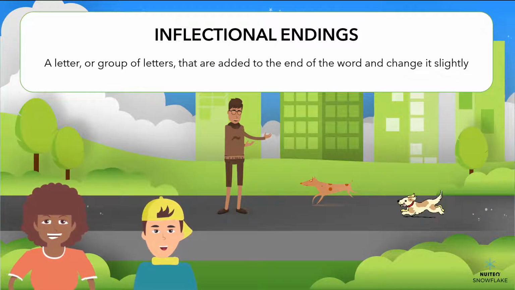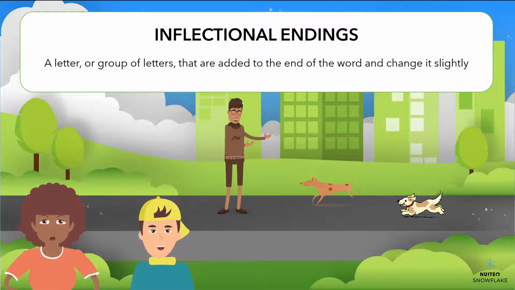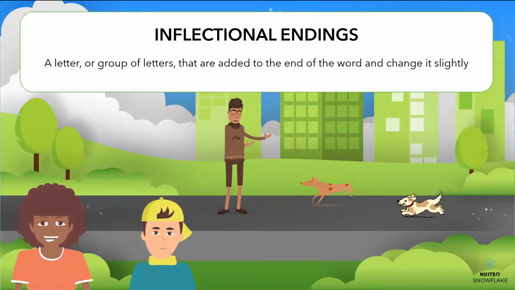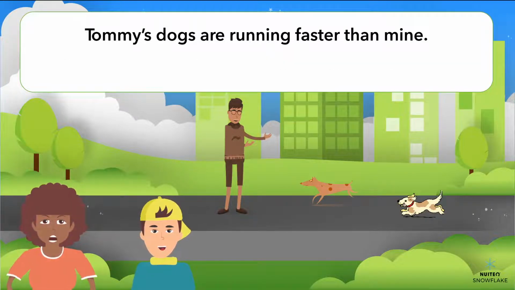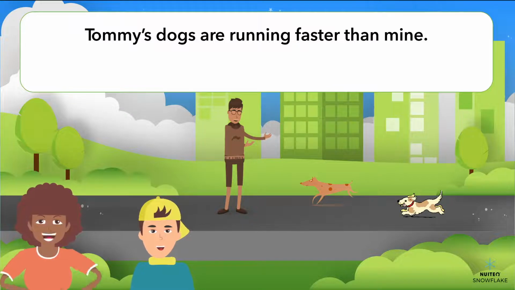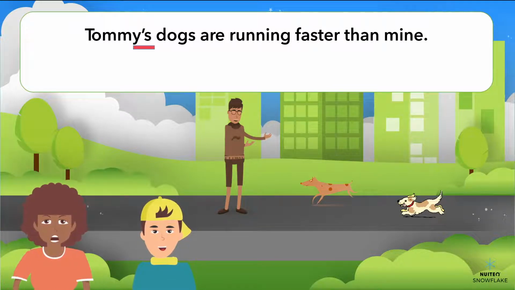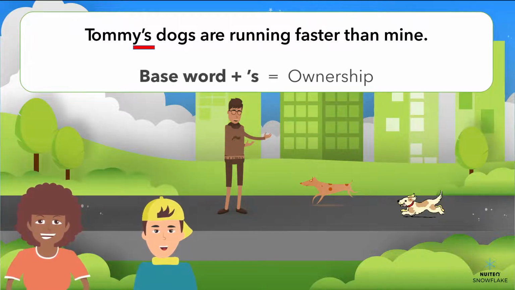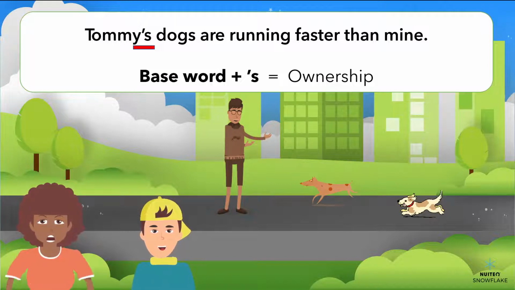So, in your sentence, I can see 4 different examples of them. Shall we break the sentence down and look into those inflectional endings? Sure. Okay. So, the first inflectional ending is found after the word Tommy. The apostrophe and S are used to show ownership. Tommy's implies something that belongs to Tommy. His dogs. That's right. Tommy's dogs. The dogs belong to Tommy.